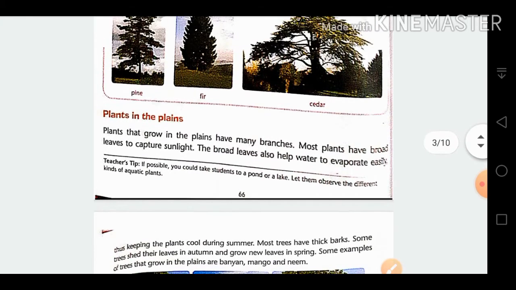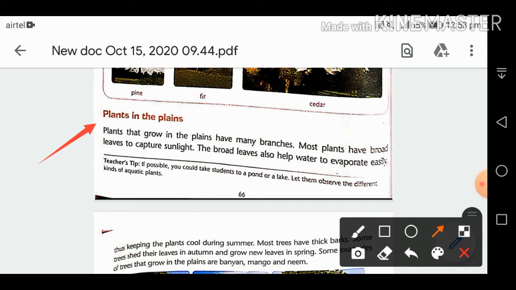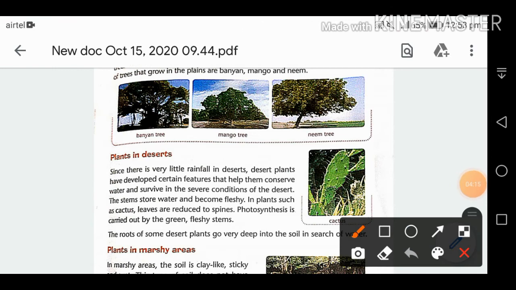The next are plants that grow in the plains. The plants which grow in the plains have many branches. What is the main feature of these plants? They have broad leaves. Why do they have broad leaves? So that they can capture the sunlight. Examples of plants that grow in plains are neem tree, mango tree, and banyan tree. They are all trees which grow in plains. They grow on land, which means they are terrestrial plants.